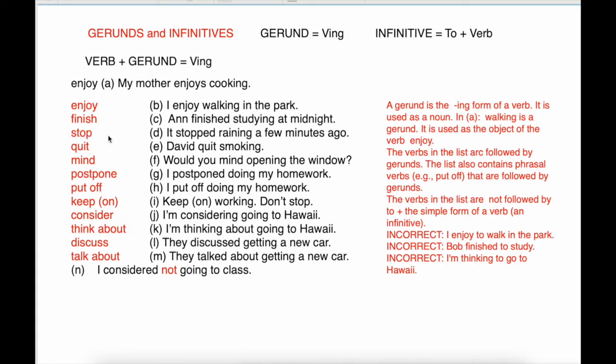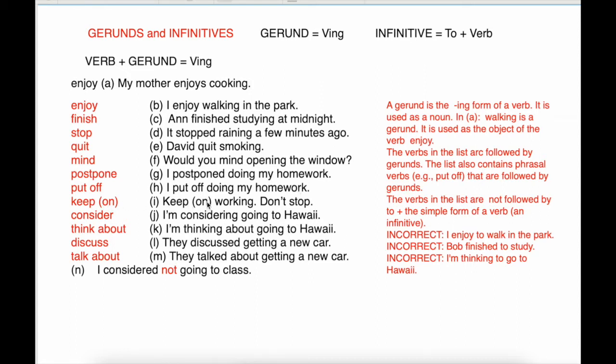And stop. It stopped raining. You see, stop is the verb and then the gerund. The gerund follows this verb. A few minutes ago, David quit smoking. Quit means stop smoking. And another one is mind. Would you mind opening the window? And postpone, or I postponed doing my homework. Verb plus -ing. Put off and postpone have the same meaning. I put off doing my homework.